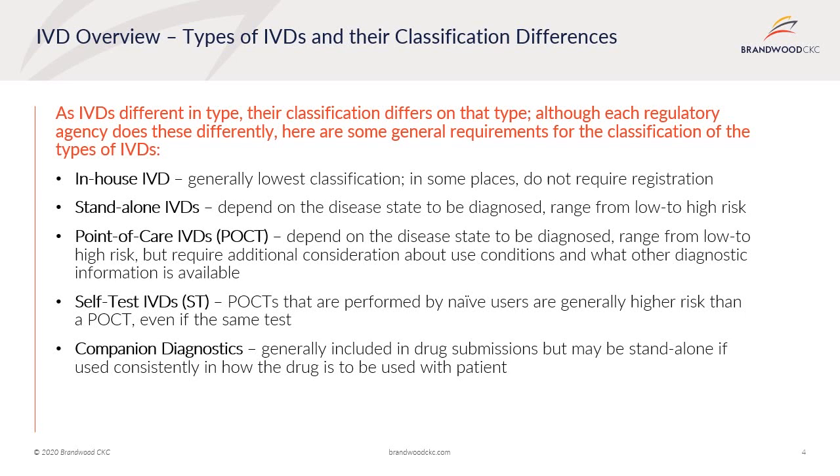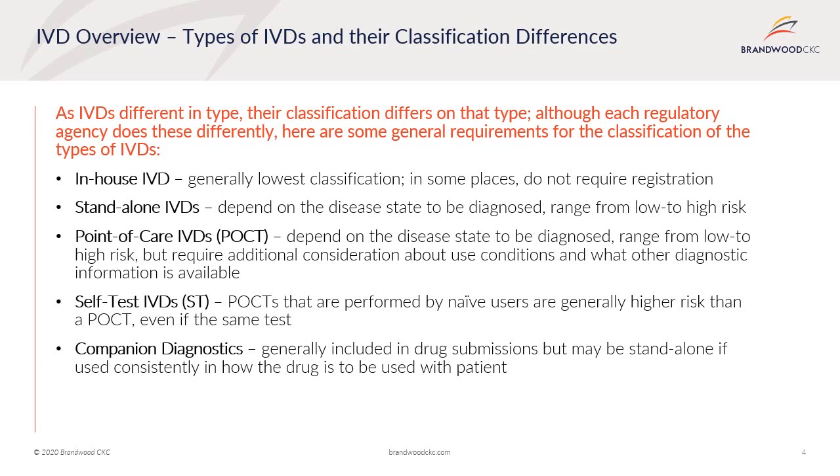But you have to have additional use considerations around what other diagnostic information is available. So point of cares are typically not the only information or diagnostic information that is used to make a disease determination. And so they could be used as screening tests or triage tests.